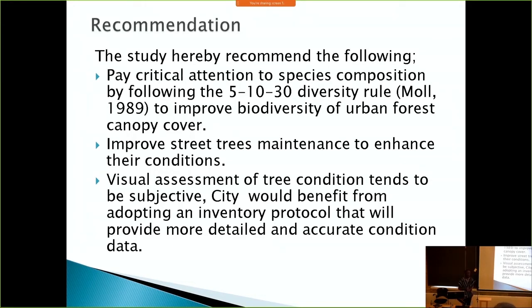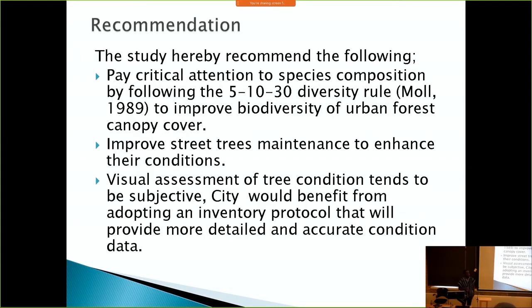Which ones have you looked at, or what are you comparing to? You say none of the cities meet. Yeah, I looked at the city of Toronto, Oakville, Montreal, and I also looked at some cities within the United States of America, and unfortunately, none of them was reported to have met the 5-10-30 diversity management rule.